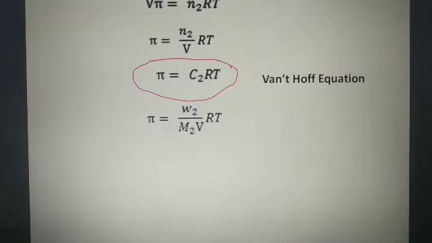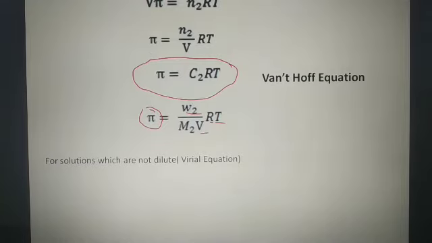So if pi is determined by the experimental way, W2 will be known, R is known, temperature T will be known, volume will be known. So M2 can be calculated. From this colligative property, we can also calculate the molar mass of the unknown solute. Let us see how we can determine the molar mass of the solute when the concentration is more, or for solutions which are not dilute.